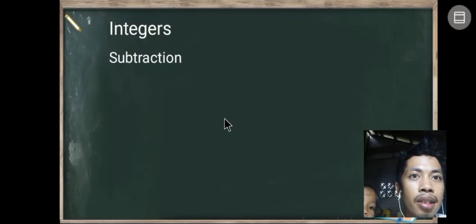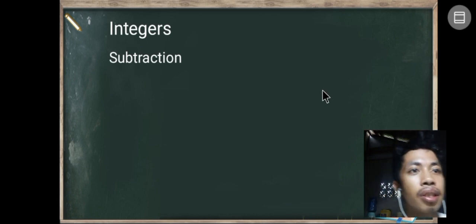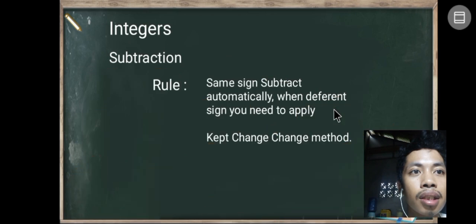And for today's video, we're gonna focus on how to subtract integers. So we know what integers are, right? Then in subtracting integers, we have rules we're gonna follow. The rule is: same sign, subtract automatically. When different sign, we need to apply the keep, change method. So in this case, we need to follow these rules to get the answer when subtracting integers.